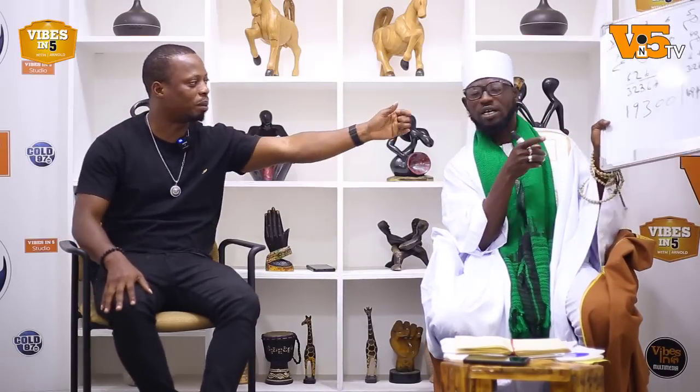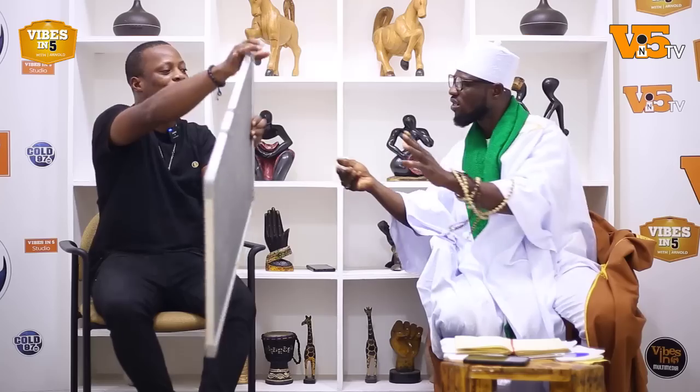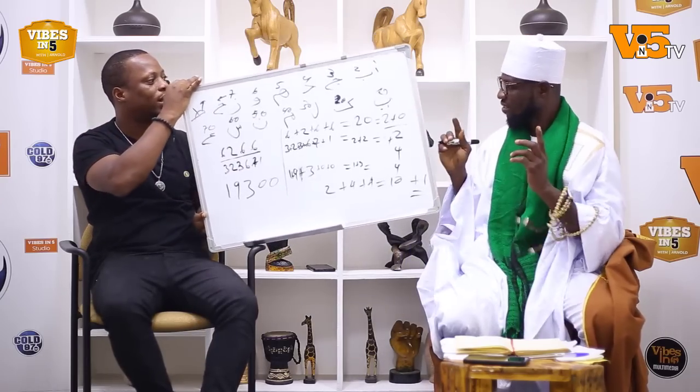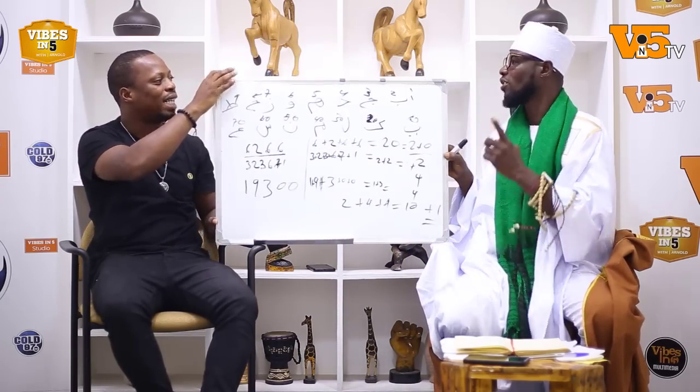So 2 plus 4 plus 4 is 10. 10 plus 0 is 1. The Almighty Allah is 1. These are the words of the Almighty Allah. If you add all, you must get 1. And the Almighty Allah is 1.